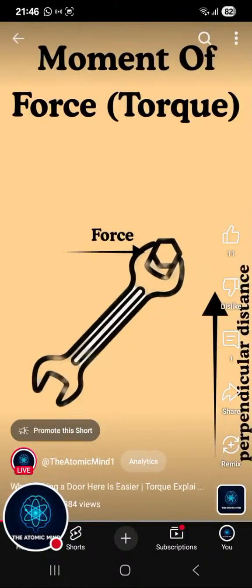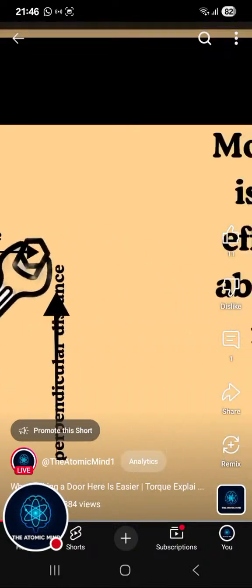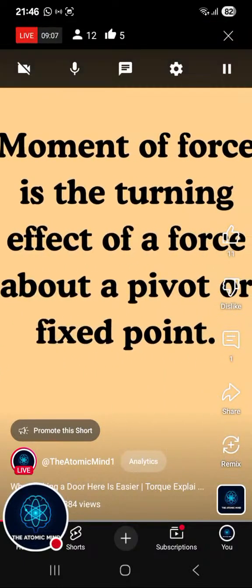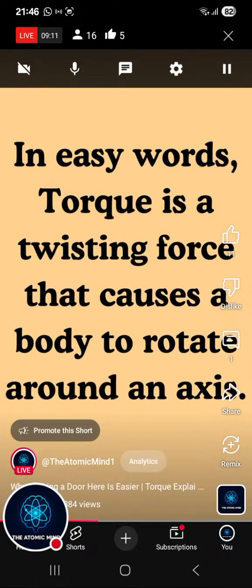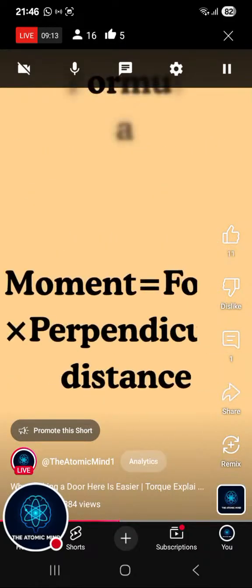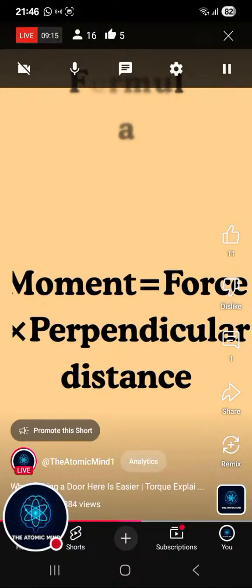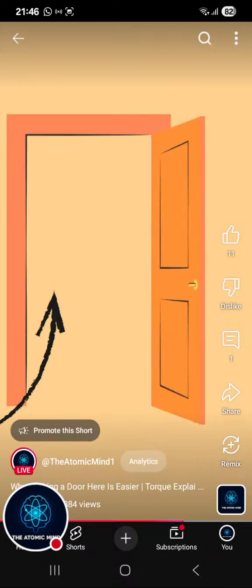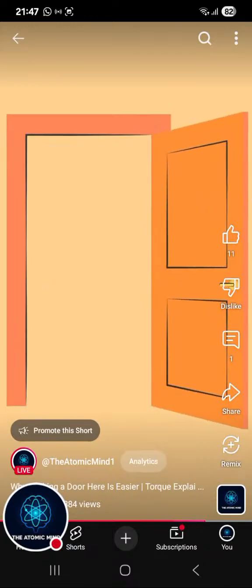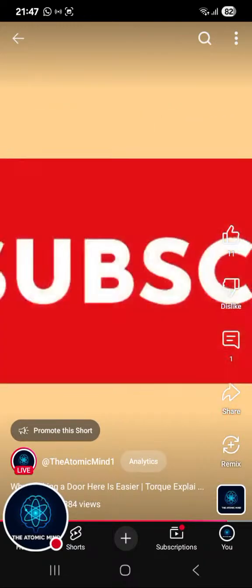Moment of force or torque. Moment of force is the turning effect of a force about a pivot or a fixed point. Its formula is moment equals force times perpendicular distance. A force causes rotation when applied away from the pivot. Example, pushing a door near the handle is easier than pushing near the hinges.